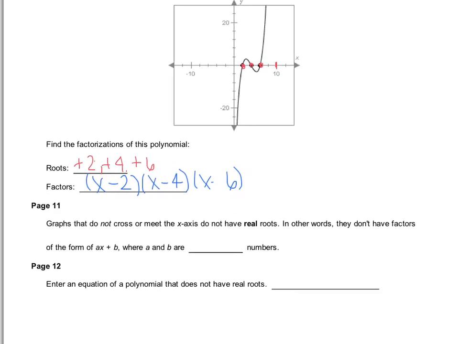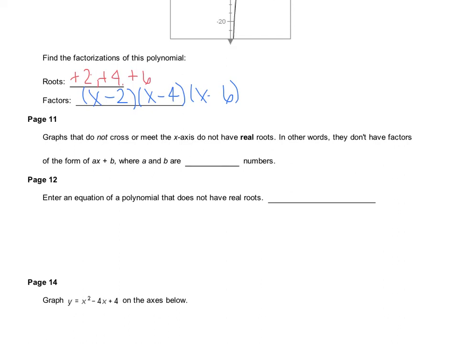Now, sometimes you have graphs that don't cross or meet the x-axis. So that means that if this is my graph, it looks like this. So notice it never touches the x-axis. Here's the x-axis in blue. That graph never touches it. So if that's the case, then it does not have real roots.